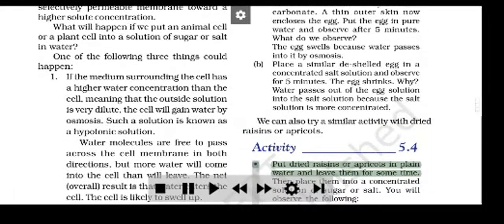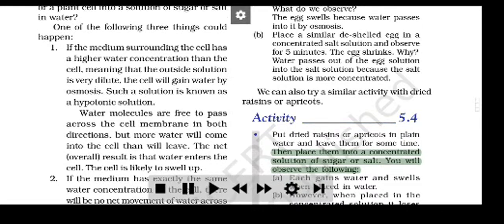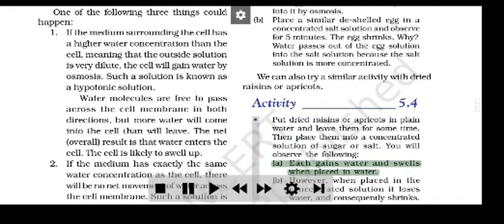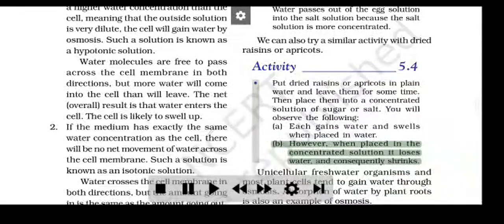Activity 5.4. Put dried raisins or apricots in plain water and leave them for some time. Then place them into a concentrated solution of sugar or salt. You will observe the following. A. Each gains water and swells when placed in water. B. When placed in the concentrated solution it loses water, and consequently shrinks.